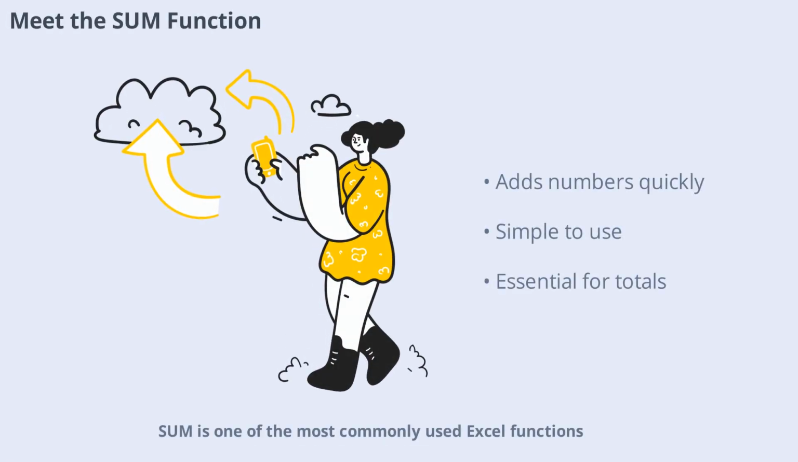Sum is one of the most commonly used Excel functions and is essential for adding up numbers in your dataset. Whether you're totaling sales, expenses, or any other numerical data, sum makes it quick and easy. Just select the range you want to add and Excel does the rest. This function is a must-know for anyone working with numbers in Excel.